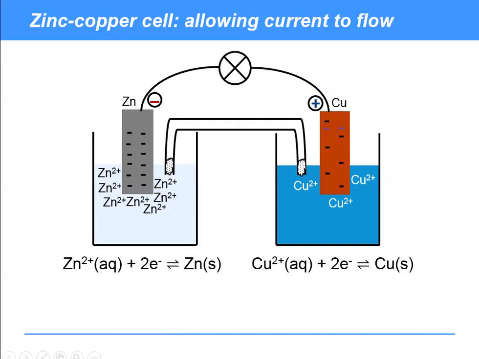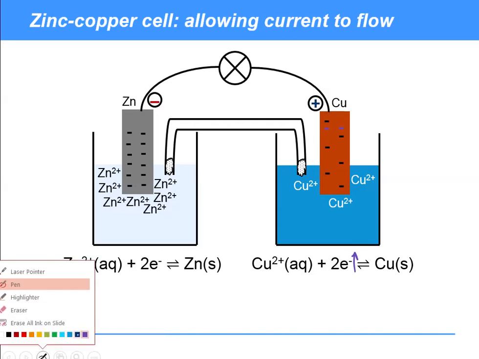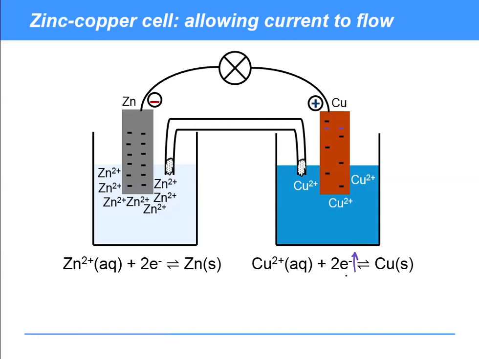So when we allow that to happen, we're going to see that there's going to be more electrons on this piece of copper metal. So what we've done is we've actually disturbed our equilibrium on this side. We've increased the concentration of electrons on the piece of copper. So what's the effect that that's going to have? Well, by Le Chatelier's principle, the equilibrium system responds to minimize that change, and the equilibrium will shift to the right.